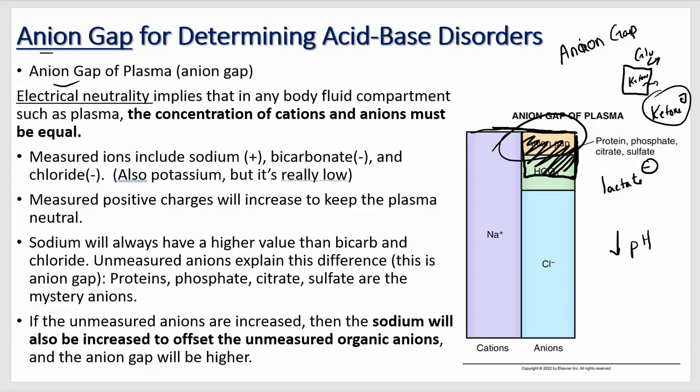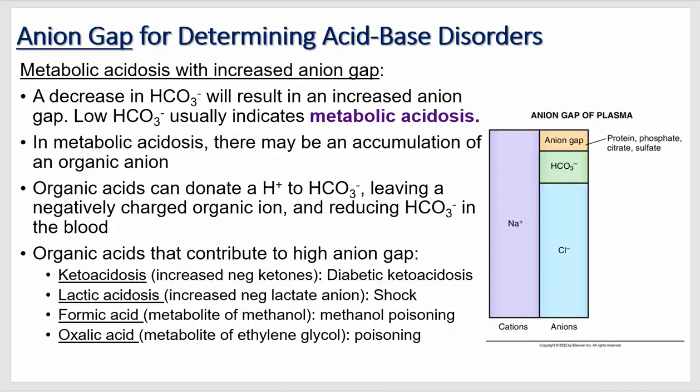Okay, let's go to the next slide. Same thing. So metabolic acidosis with an increased anion gap may be what we're looking for. A decrease in bicarbonate will result in an increased anion gap. Low bicarbonate usually indicates a metabolic acidosis. So in metabolic acidosis, there may be an accumulation of the organic anion, which is going to cause metabolic acidosis with an increased anion gap.